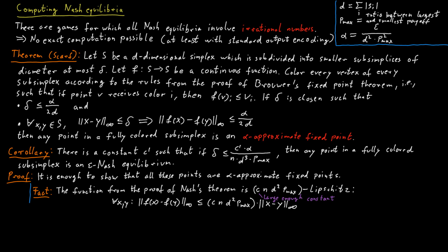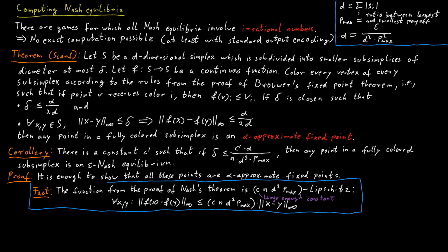Okay, so this is a fact, and I'm not going to prove this fact. Just trust me that the function in the proof of Nash's theorem satisfies this particular Lipschitz condition. So it's a sufficiently smooth function. And if this is the case, then we can use the following reasoning. If the distance between x and y is less than delta, then the distance between the image points is of course less than c times n times d squared times p max times delta, because of the smoothness of the function.